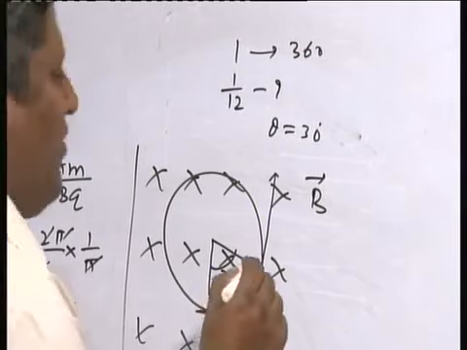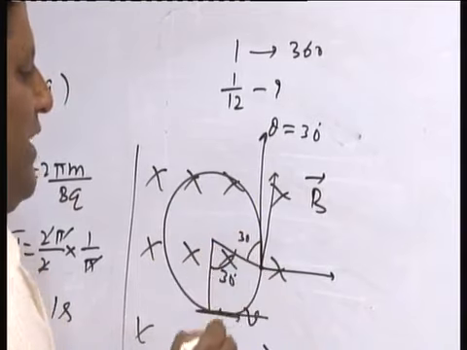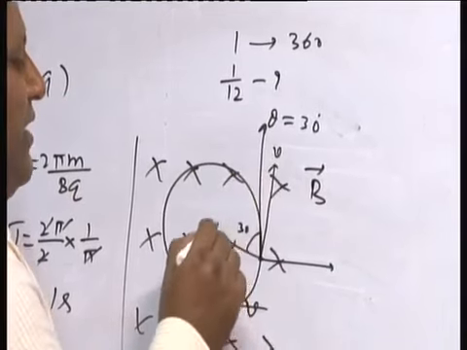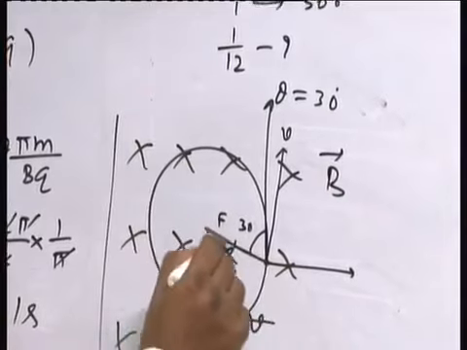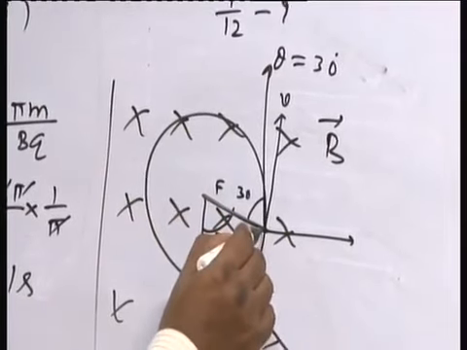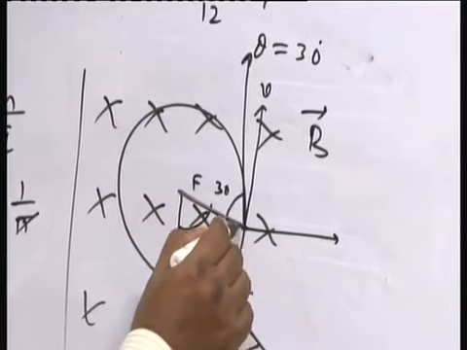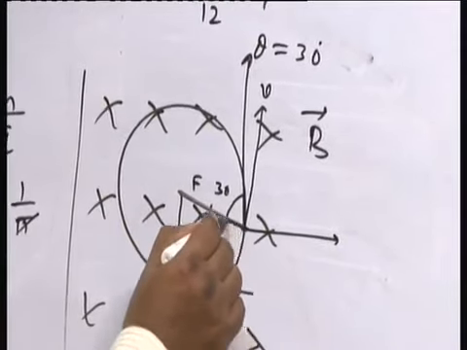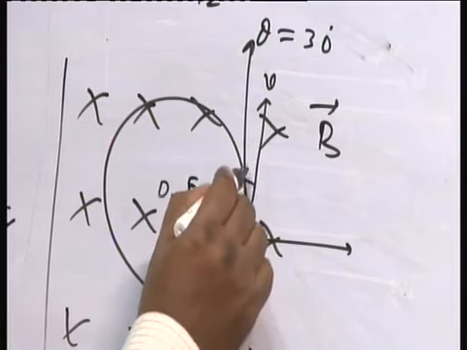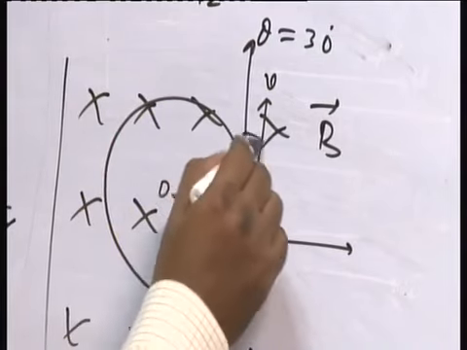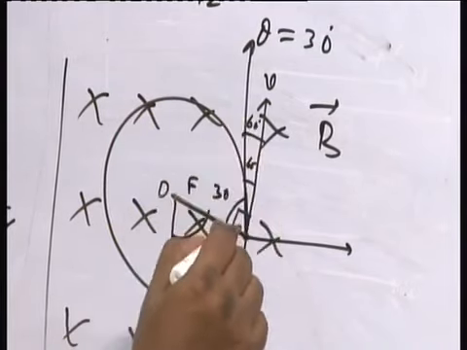So I will resolve this velocity into two components. This angle is 30, therefore this angle also becomes 30. We know that velocity and magnetic force are always perpendicular. When a charged particle is moving along a circular path, the magnetic force is always directed towards the center. So this angle is 90. This angle is 30, therefore this angle becomes 60 degrees. We also know that this angle is 90, therefore this angle becomes 30 degrees.